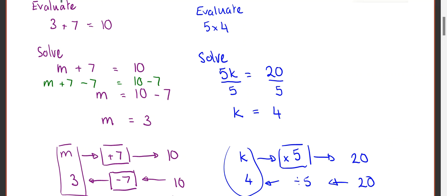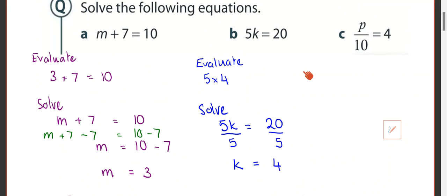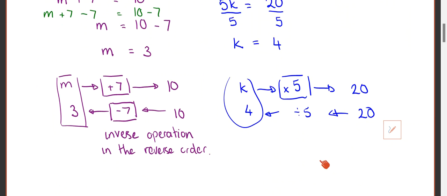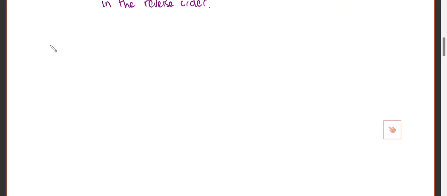I'm going to show you how I could adjust this question to make you show me the answer. We've got P divided by 10 to equal 4. So let me show you this. I'm going to give you a question that says P divided by 10 equals 4. Show that P equals 40.